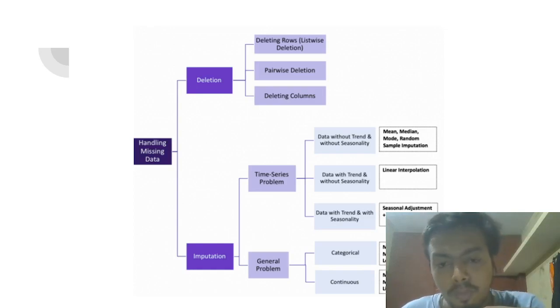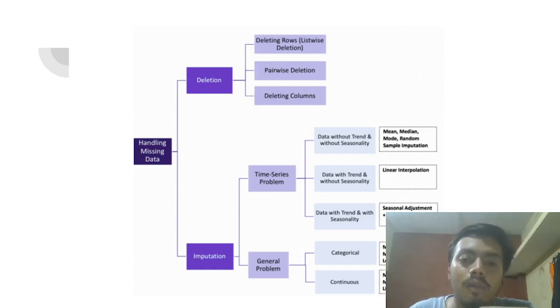In time series problems, how people approach is whether you have trend and seasonality, and on the basis of these three combinations, you have different ways like mean, median, mode, random sample imputation, linear interpolation, and seasonal adjustment. Okay.